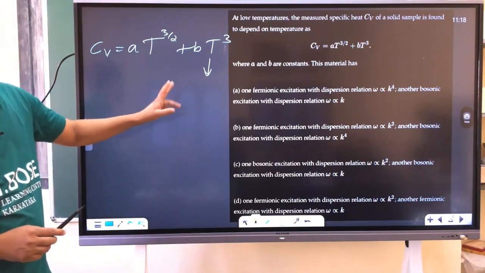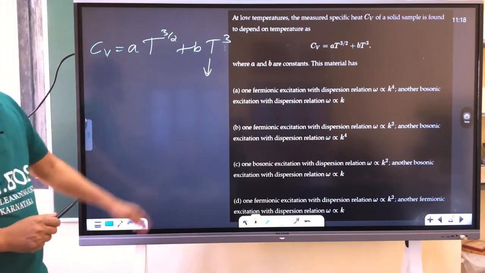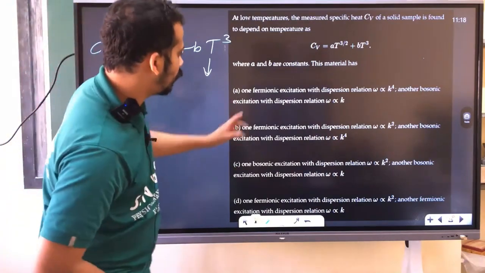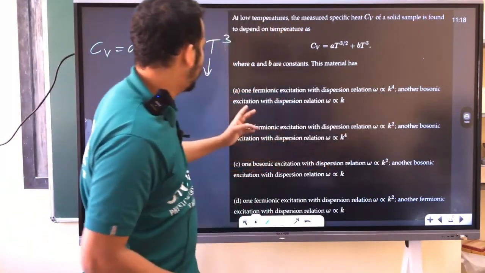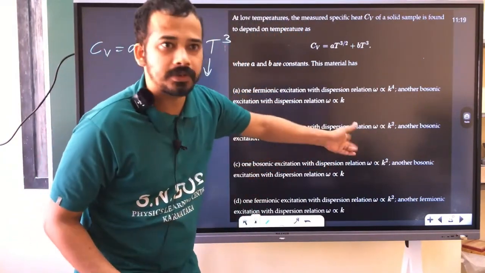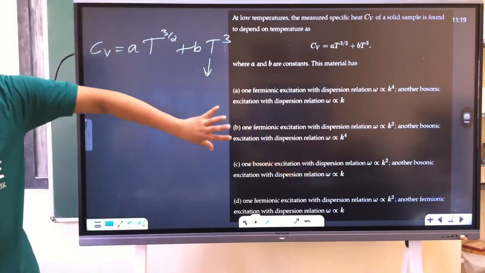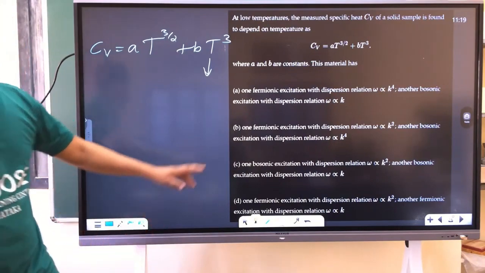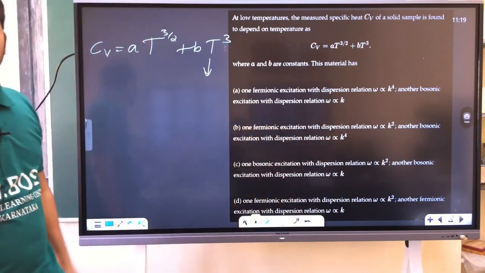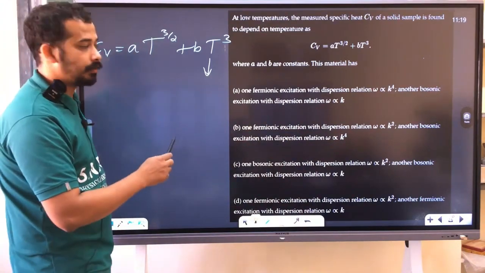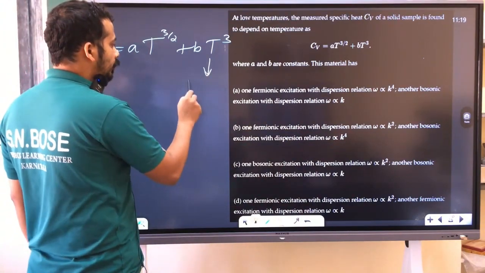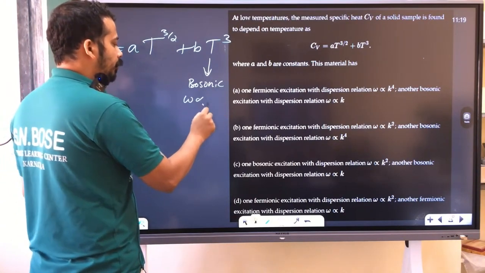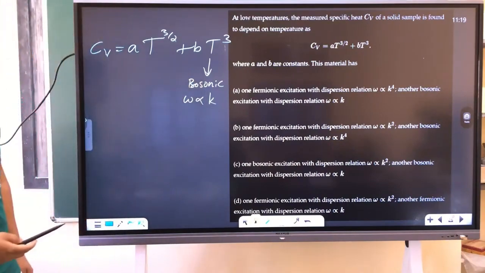Phonons, am I right? In 3D, phonons. Phonons are bosons. Look into the options. One is a fermionic excitation with omega k, the other is a bosonic excitation. He has given the dispersion relation and whether it is bosonic or fermionic. Now you have to answer it by experience. This is bosonic, and omega proportional to k, in the case of the Debye T cube law.